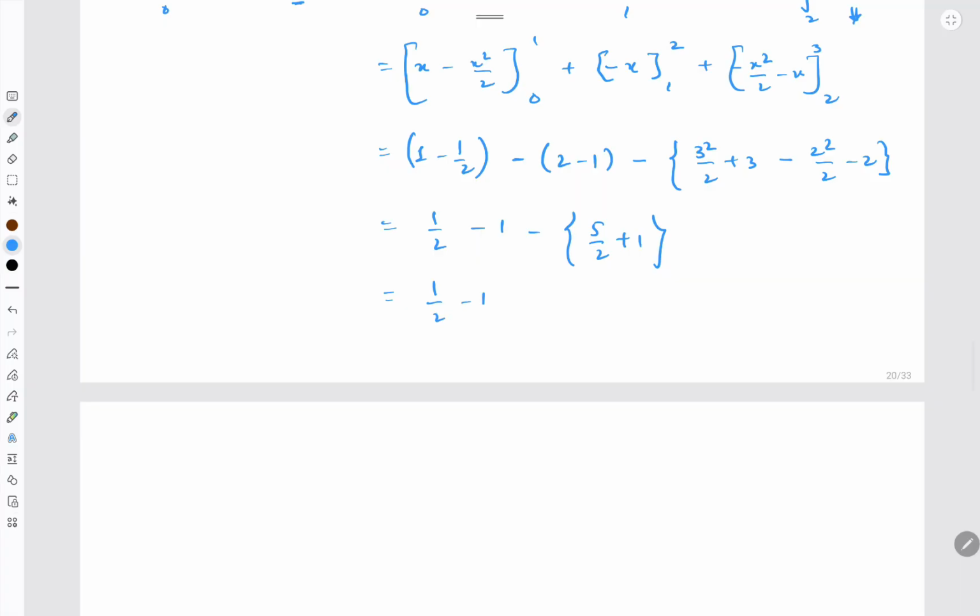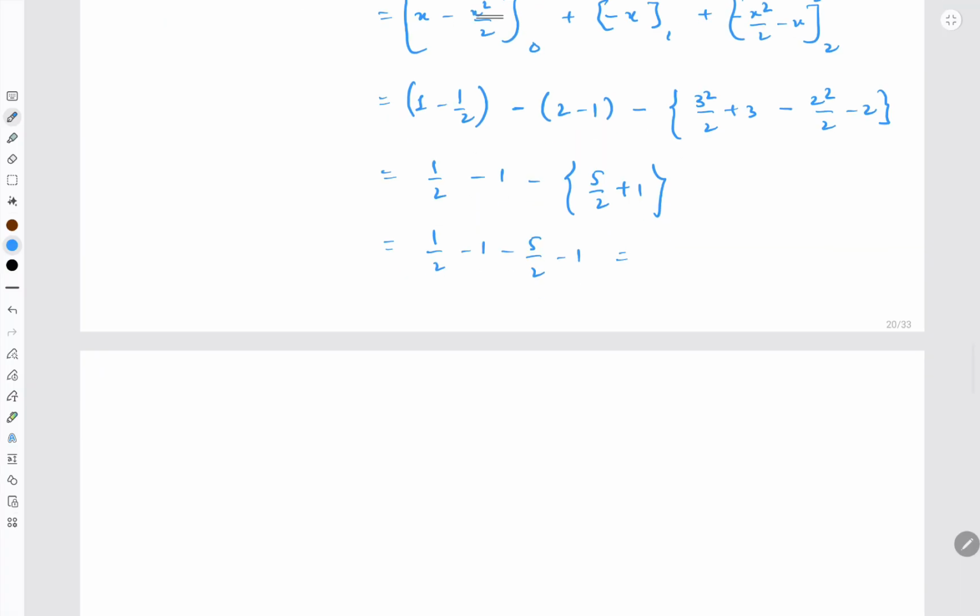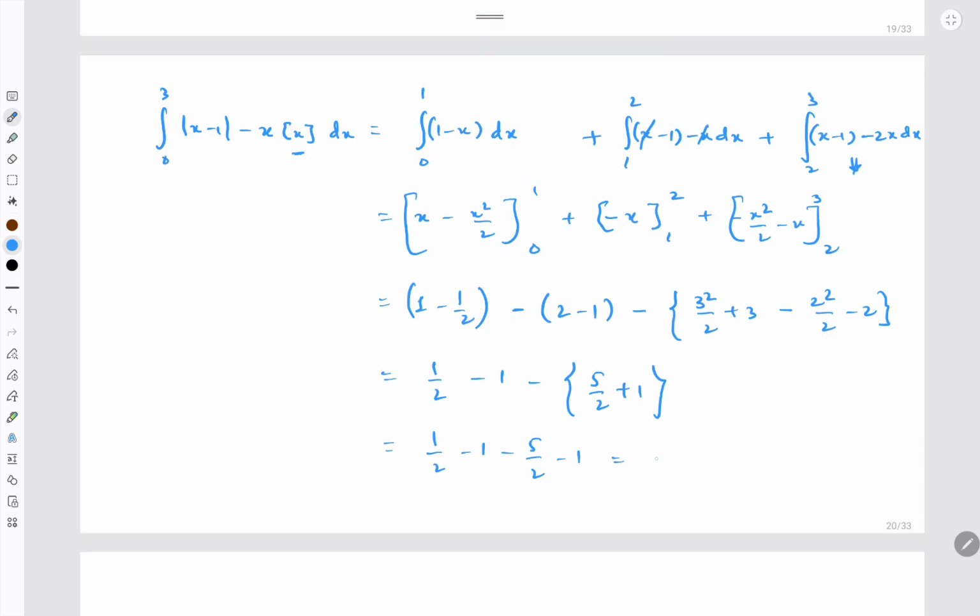So 1 by 2 minus 1 minus 5 by 2 minus 1. We can solve it basically. So it is minus 2 minus 2, it's minus 4 actually. Minus 4 is my answer.